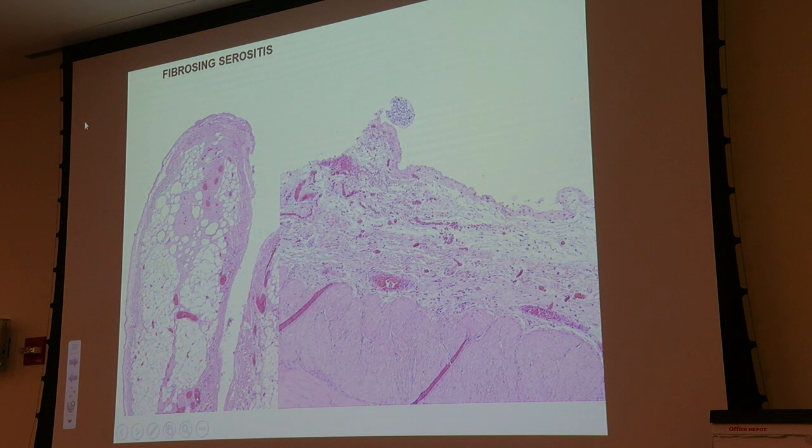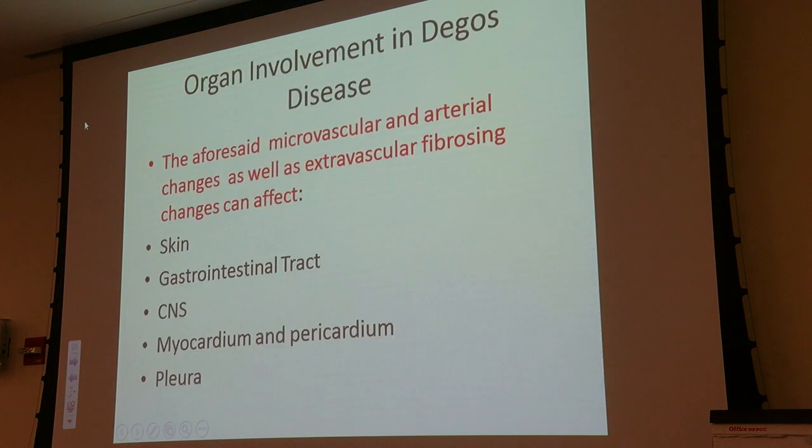That is another integral component of the pathology, very much akin to the skin, where we have the vasculopathy, but also the ensuing dermal fibroplasia. Now, of course, these microvascular and arterial changes, as well as the extravascular fibrosing alterations, can affect other organ sites, really any organ, actually.